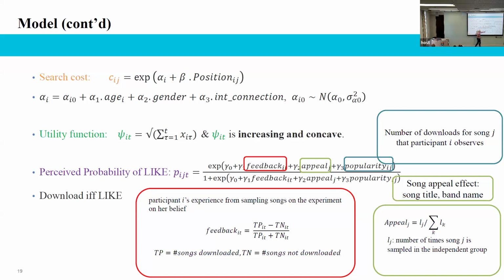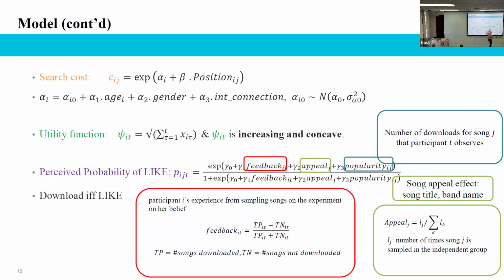Essentially, this is the total number of songs that you have sampled that turned out to be positive minus the number of songs that you have sampled that turned out to be negative. So that's the net gain divided by the total number of songs that you have sampled. What you're basically saying is that the higher the percentage of sampled songs that turn out to be something you like, you might anticipate that this platform is storing songs that in general match your preferences well. Okay. And you update your belief in this way using this feedback loop.